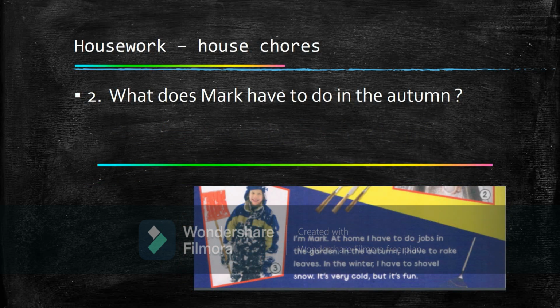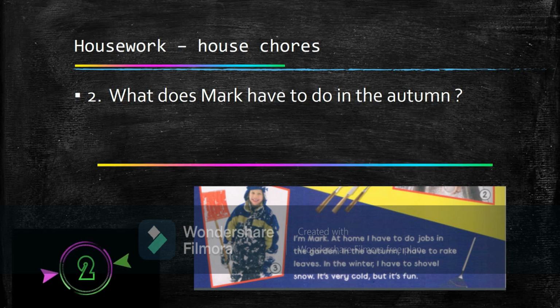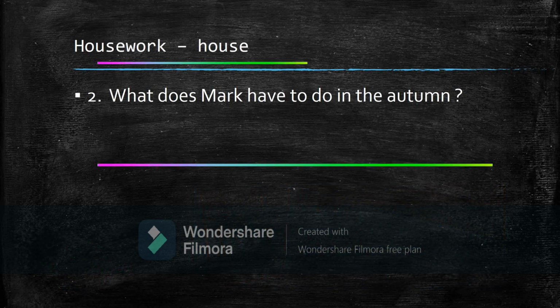What does Mark have to do in the autumn? Look at the text and try to think about the correct answer. Okay, I think you have got the answer, right? So now let's look at the question again. What does Mark have to do in the autumn?